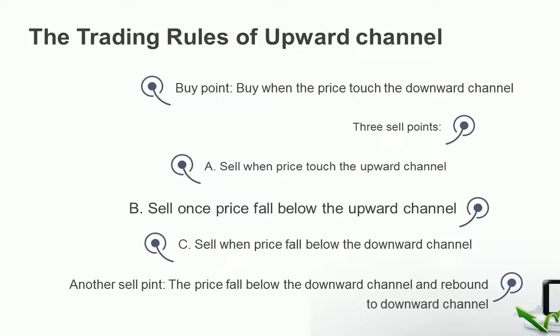Then we can see the trading rules of upward channel. For the buy point, buy when the price touch the downward channel. 3 sell points. The first one, sell when the price touch the upward channel. You would better sell quickly. Sell once price fall below the upward channel. Then the next one, sell when price fall below the downward channel. Another sell point. The price fall below the downward channel and rebound to downward channel again. Here is another sell point. So for the upward channel, you can catch the 1 buy point and 3 sell points.